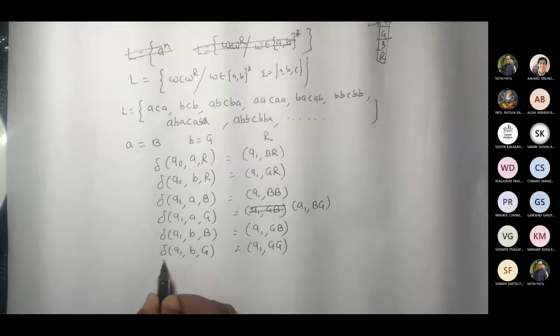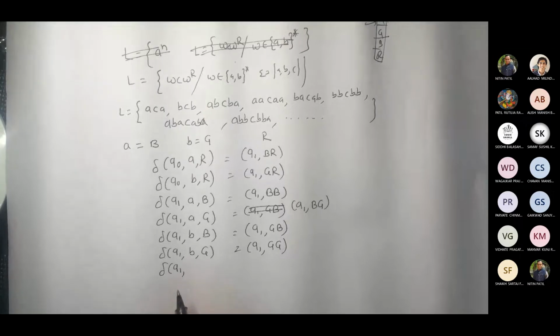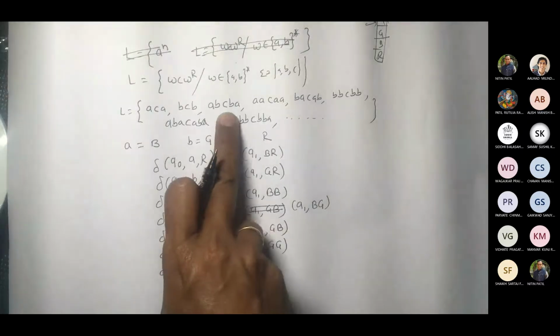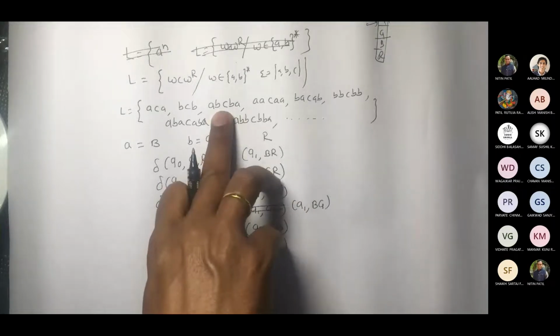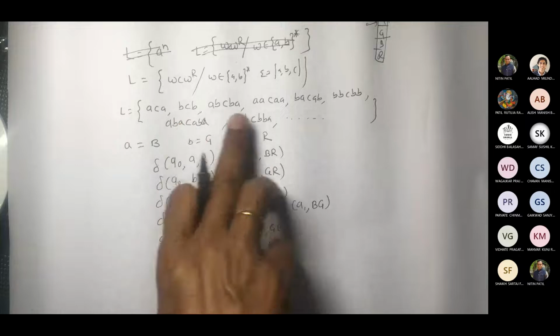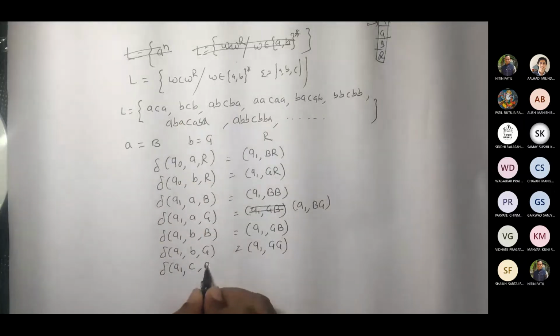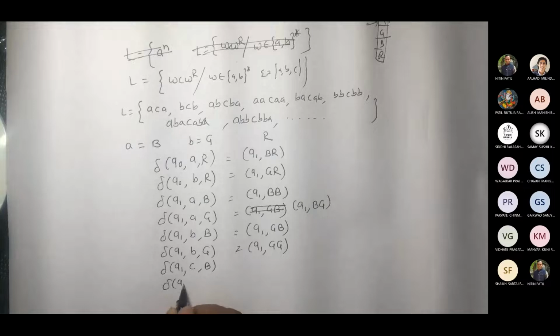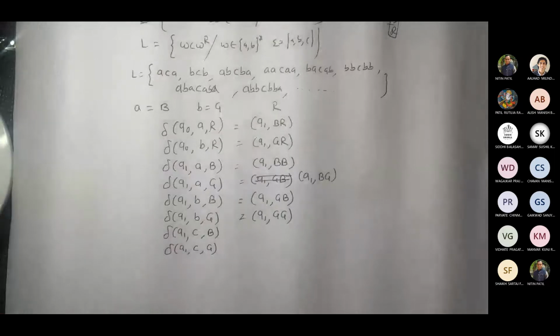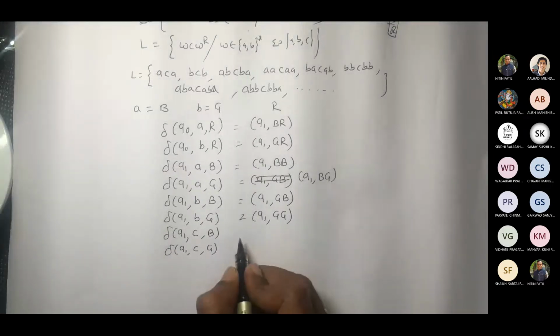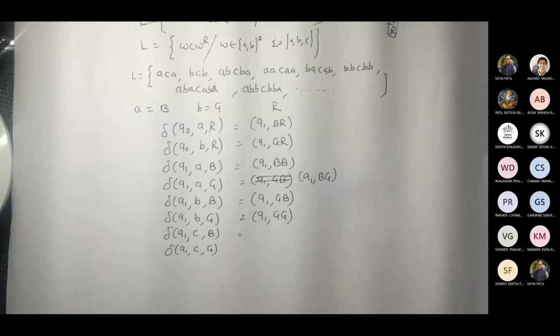Okay. Now there would be a situation. We will be in Q1. I am getting C. So before C, what is the possibility? I could have seen small b, or I could have seen small a. We don't know. So again there would be two situations. Q1, C, G. Correct? Correct? So we are not going to make any change in the stack.